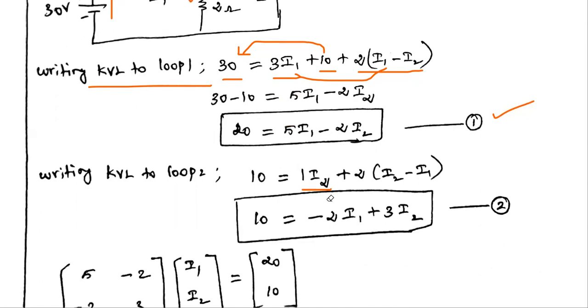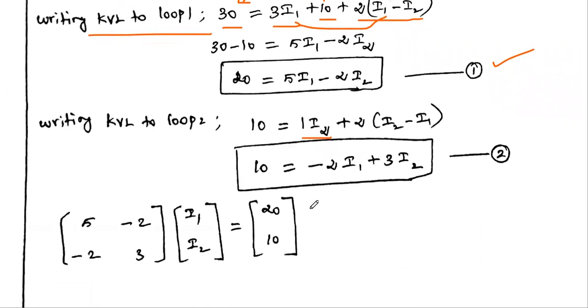Then you just collect the I1 term and I2 term separately. Then we can get minus 2I1 plus 3I2 equal to 10. Okay, so this is the second equation. So by solving equation number 1 and equation number 2, we have to find the answers I1 and I2. Okay, so in order to solve these two equations, you may use the substitution method or any other method.